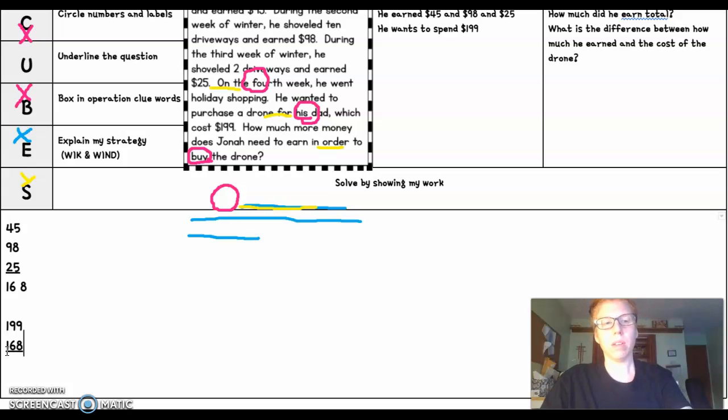This will give me the amount that he needs to earn to buy the drone. Well, 9 take away 8 is what? 1. Oh, give me just a moment. 9 take away 6 is 3. And 1 take away 1 is 0. So he needs to earn $31 more.